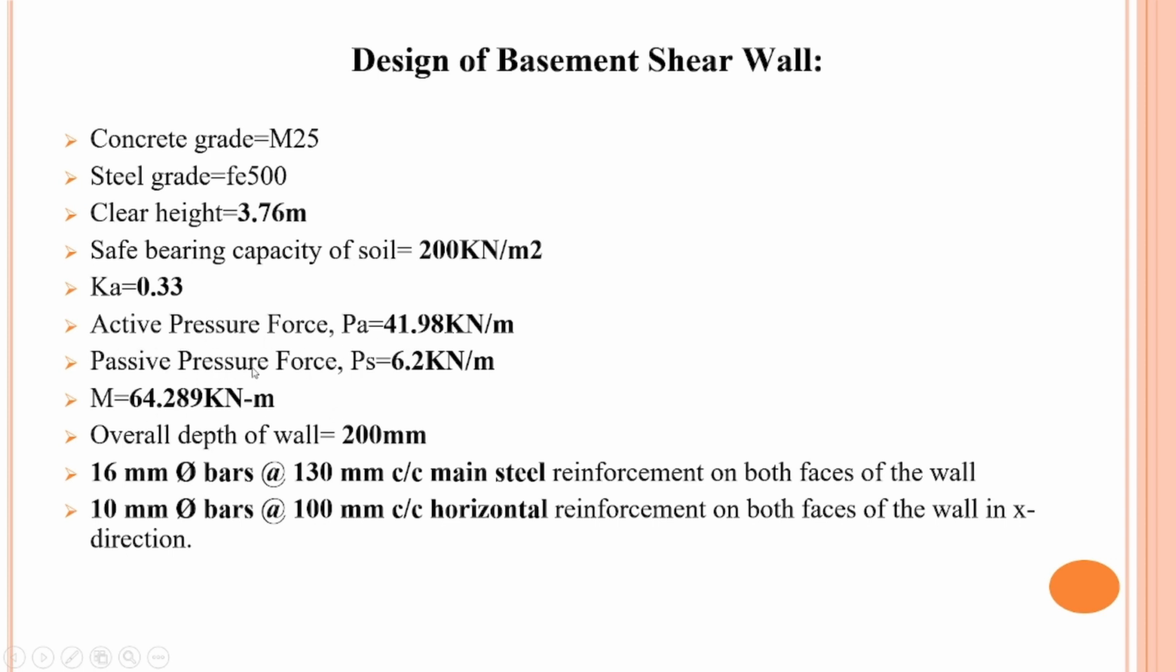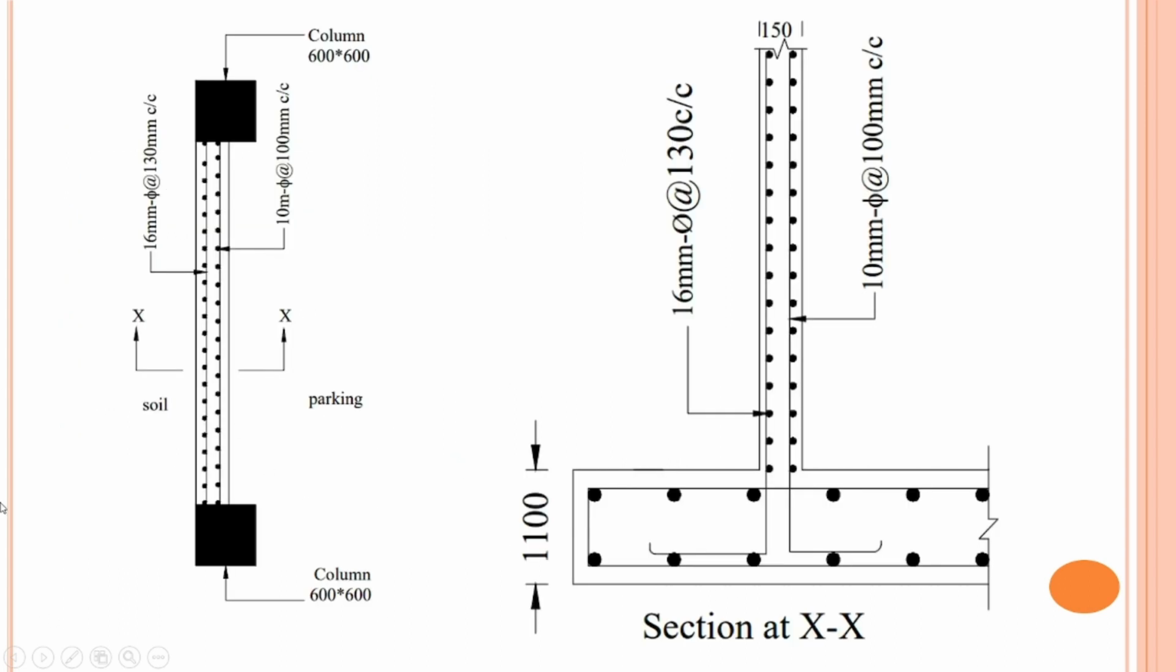Like this you have calculated in the design, and put all the data here, the overall depth, and the final result: 16 dia at the rate of 130 in the center as main steel, and the horizontal 10 dia at 100 in the X direction. And we have to show them the AutoCAD drawing. Here the column, here the shear wall, and here the shear wall sections, the shear wall top view and elevations, and these are the sections you have selected.